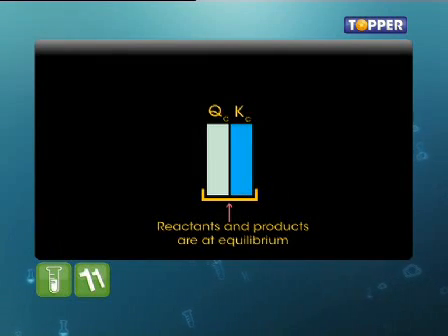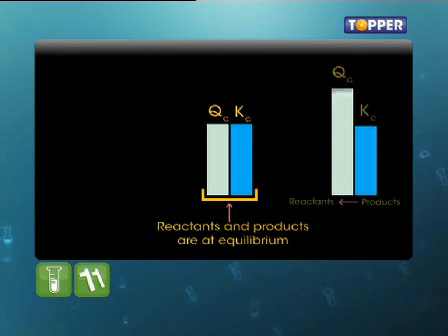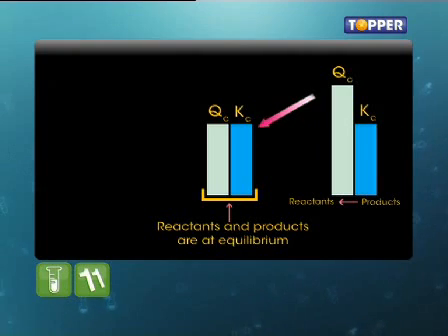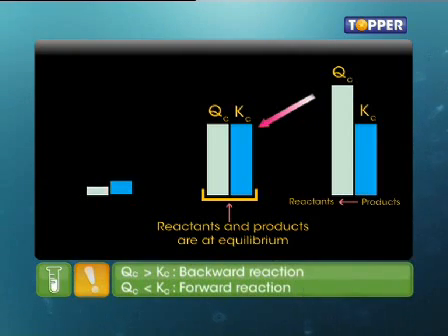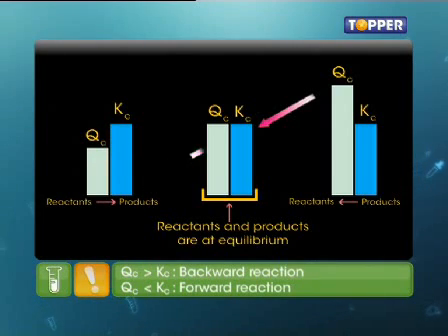On comparing the equilibrium constant and quotient of a reaction, that is Kc and Qc, if Qc is greater than Kc, the reaction will proceed in the reverse direction, producing more reactants. If Qc is less than Kc, the reaction will proceed in the forward direction, producing more products.